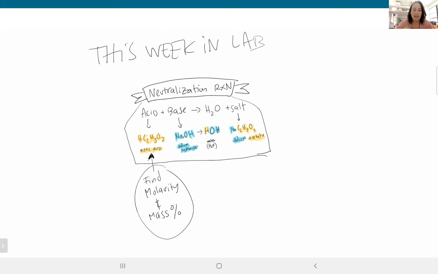The goal of the lab is to be able to, at the end, calculate the molarity of the acetic acid or the vinegar solution and calculate the mass percent of acetic acid in the vinegar.